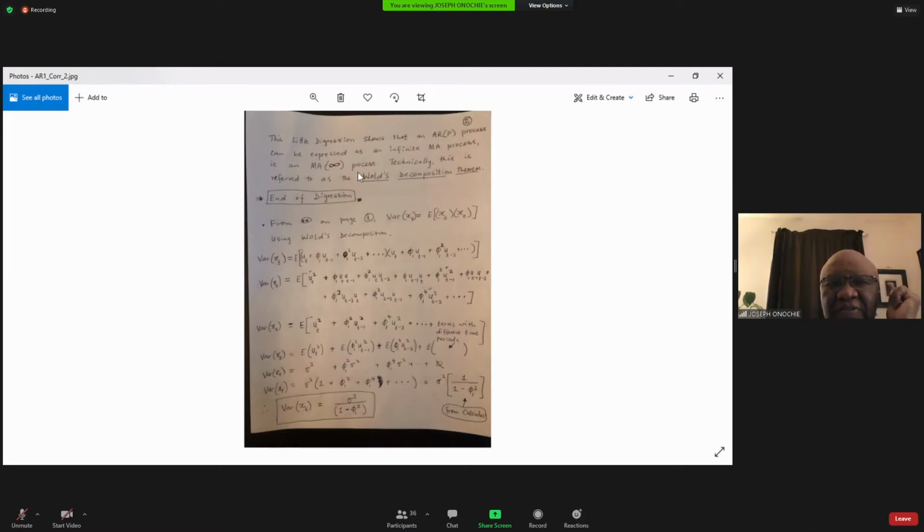So I'm going to come back to you with the first four lines of page two. I just put it here so that you have it in your mind. I'll remind you again when the time comes. All right, so this is the end of the digression.